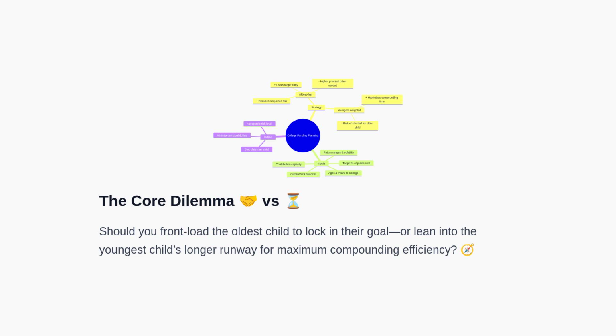Ultimately, the output you want is a plan that uses the fewest principal dollars while maintaining an acceptable level of risk and defining clear contribution stop dates per child.